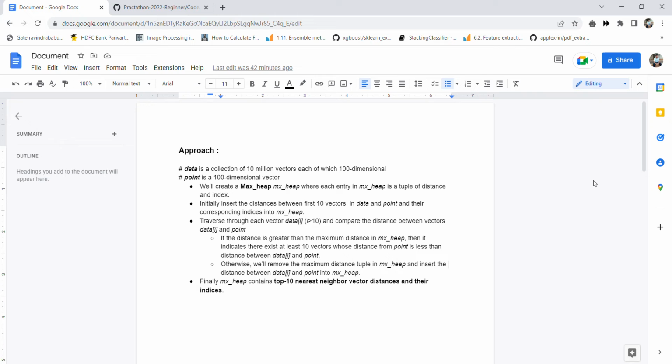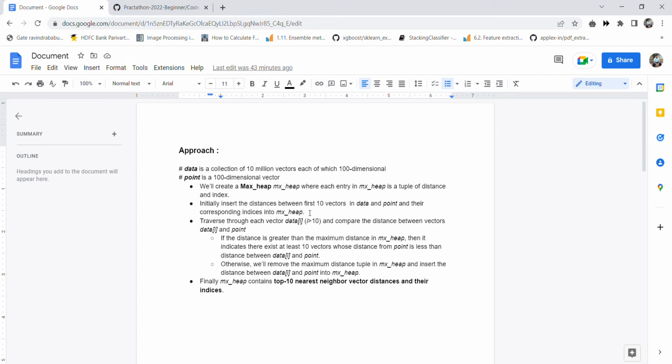The max heap consists of a set of entries. Each entry we define as a tuple of distance and then index. So for the initial 10 vectors in the data, we take each vector, find the distance between the point and the ith vector in the data, and push that distance and the corresponding index into the heap. We'll do the same thing for the first 10 vectors. So we are maintaining a max heap of size 10.